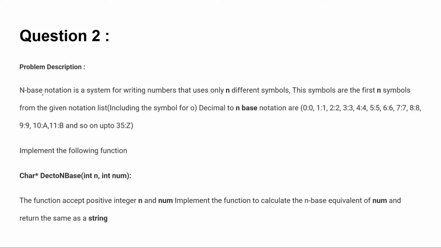The question says an n-based notation system is a way of writing numbers that uses n different symbols. The symbols are the first n symbols from the given notation list, including the symbol for 0. So we have to convert a decimal number to base n notation. Suppose for 0 to 9 the symbols are the same, but from 9 onwards the symbols change, because if it's a 10 then we have to update it as A. Similarly, if it's a 20 then we have to update it to the relevant alphabetical character.